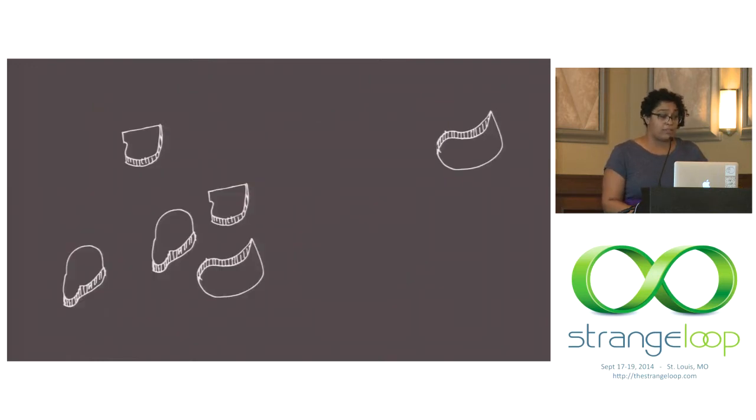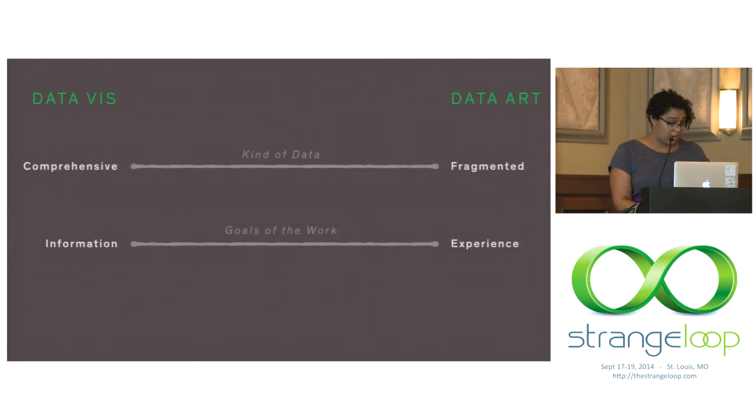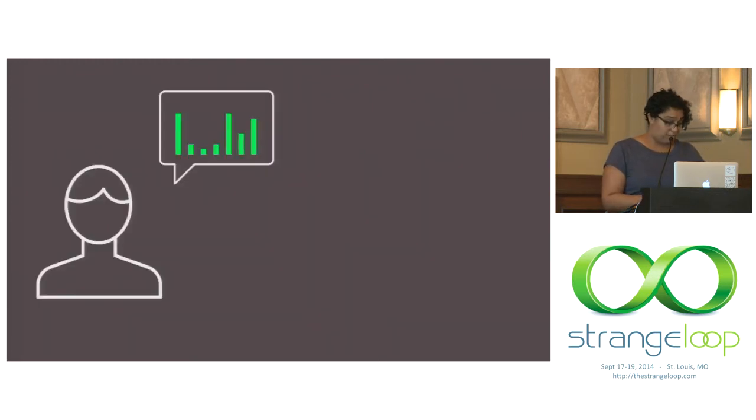On the other hand, for data art, the ideal data set is small, fragmented, and incomplete. It's human and hopefully in some ways personal to you or to the kind of story that you want to tell. And these data sets are different, right? Because the goals of the work are different. Traditional data viz wants to communicate information. They want to tell you what is known, or a way to say it is what they've found.